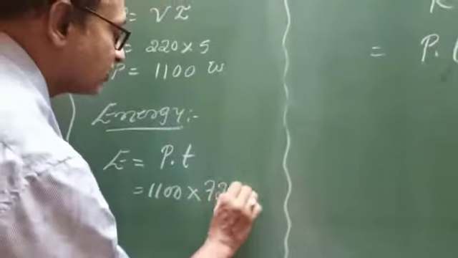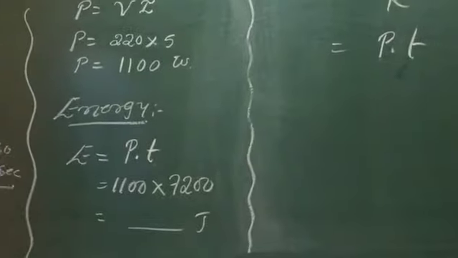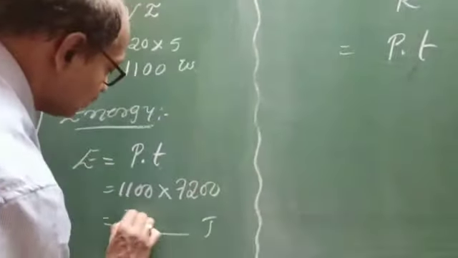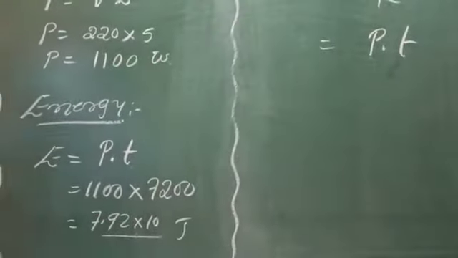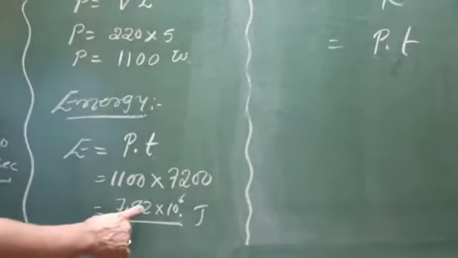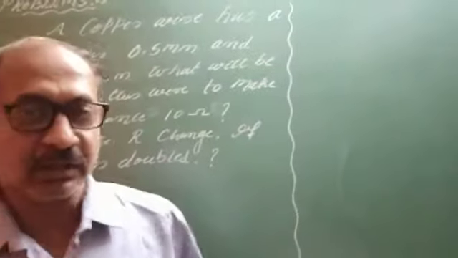7200. So just to multiply this one, you will get one huge number. So that is equal to 7.92 into 10 to the power of 6 joules. Please keep it in scientific notation: 7.92 into 10 to the power of 6 joules. So for another problem here.